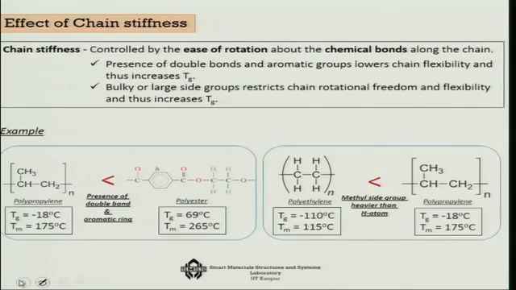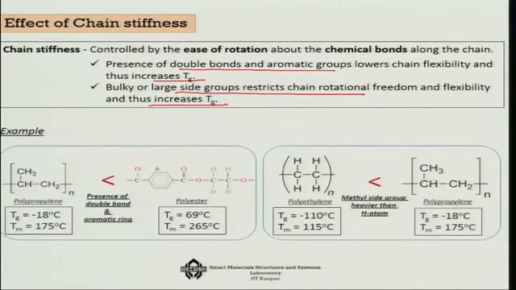Now for the chain stiffness, this is controlled by the ease of rotation about the chemical bonds. So if you have the presence of double bonds or aromatic groups, this will definitely lower the chain flexibility and thus it will increase the Tg. If you have bulky large side groups, that will restrict the chain rotational freedom and flexibility, so you are going to get an increase in Tg.